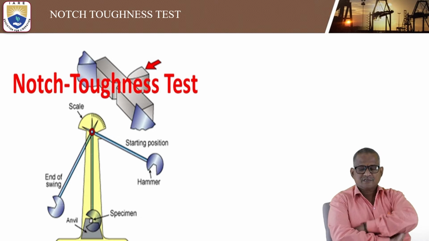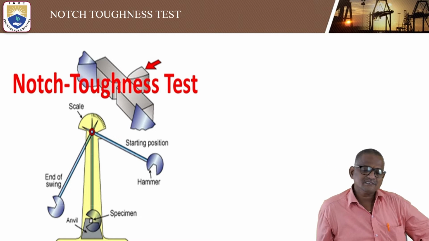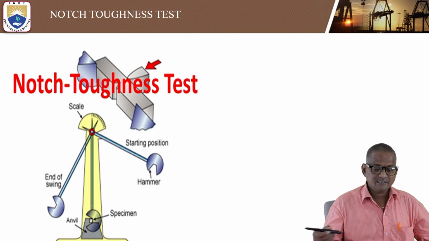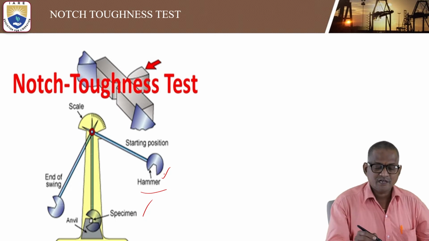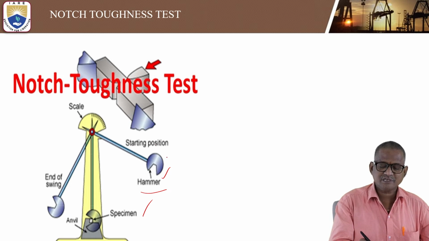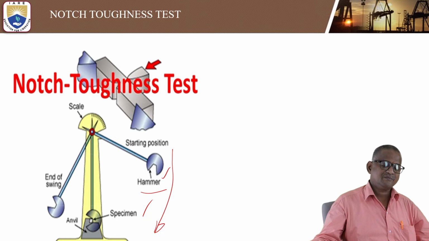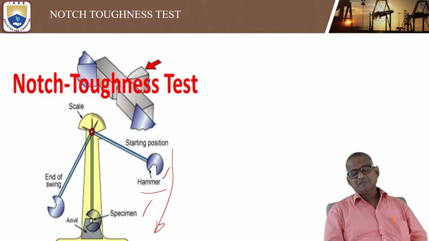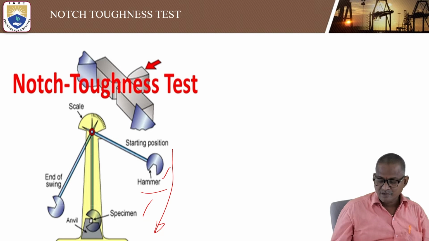Notch toughness test. Okay, so this diagram is self-explanatory only, and in this case you can see there is an anvil and there is a specimen. This will be a hammer, and the starting position will be on this side. Okay, and the ending will be on the opposite side, so that the scale is also maintained in order to determine the toughness of the given component or the given plate.